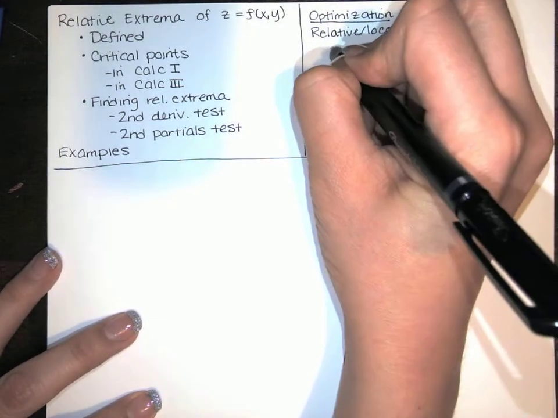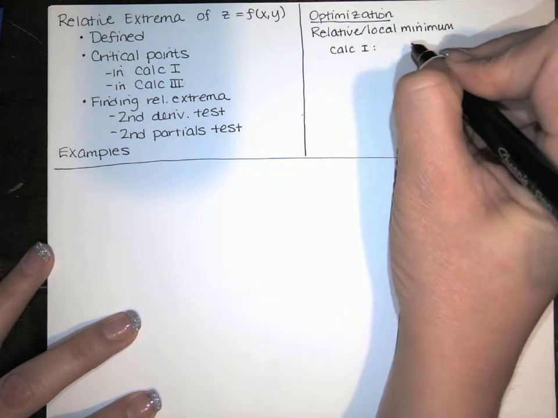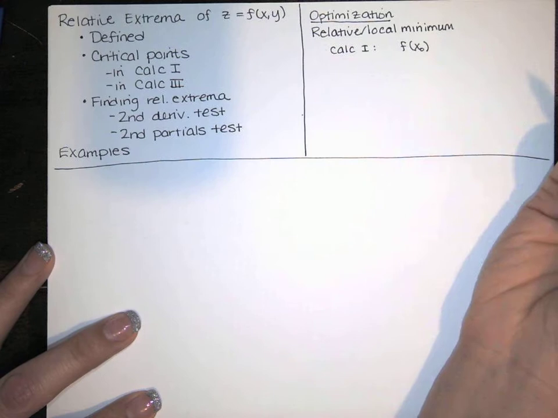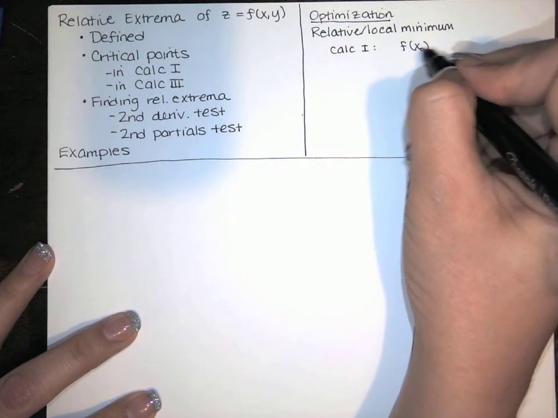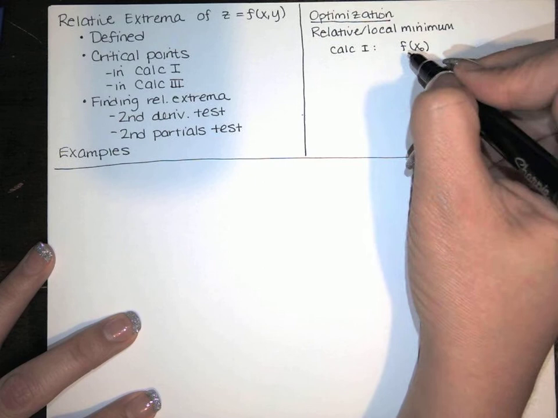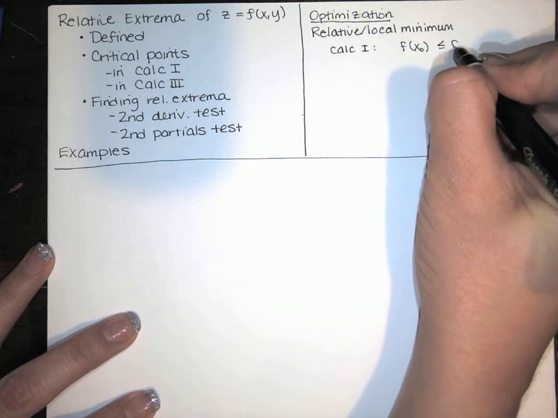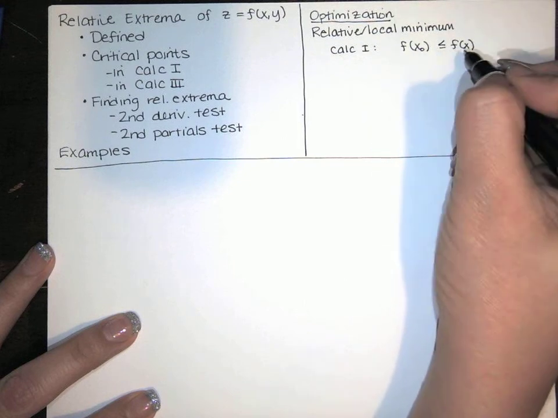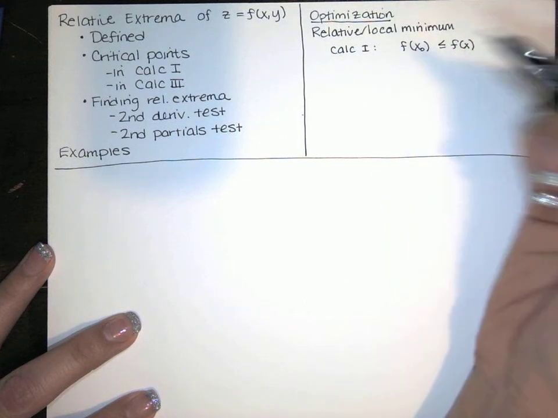In Calculus 1, a relative or local min was the function value on the graph. It's a y value at a particular x value. If that function value is the lowest y value nearby, so all of the other y values nearby are greater than or equal to f of x naught, in that case, f of x naught is a relative min or a local minimum.